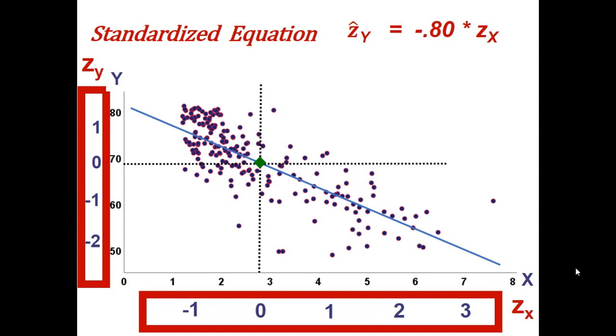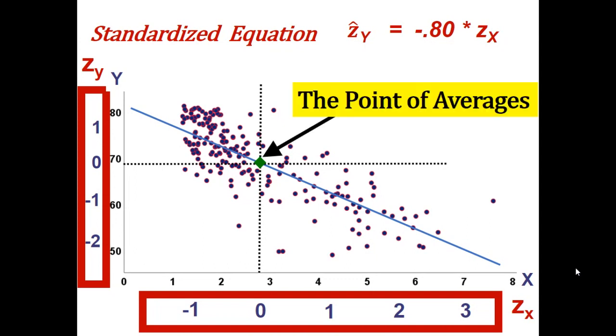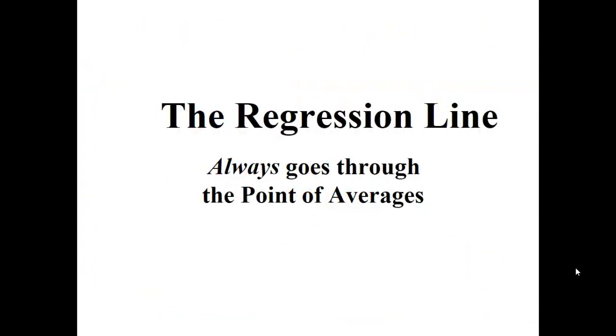Okay, give yourself a pat on the back if you guessed that this is our old friend, the point of averages, the most important point on a scatter plot. And you notice the regression line goes right through the middle of it. That's no coincidence. The regression line always goes through the point of averages. Always.